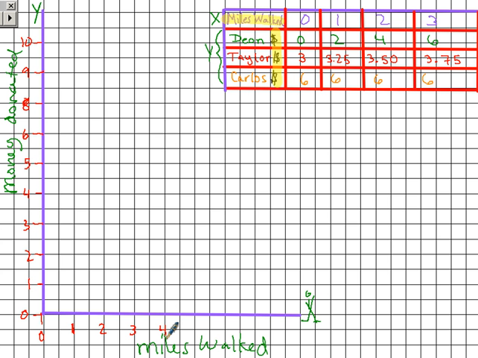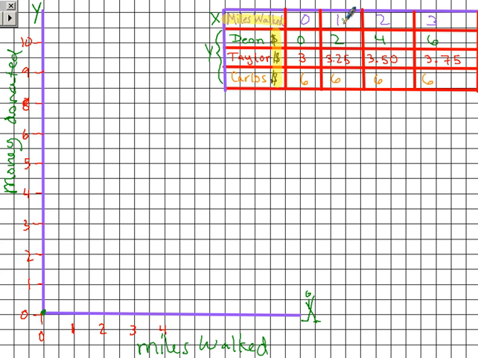Okay, now I'm going to start putting some points on, and since I wrote Dion in green, I'm going to use green to put the points on for Dion. And I can see at 0 miles, Dion walked a 0. So when x is 0, y is 0 for Dion. So I'm going to put a dot there.